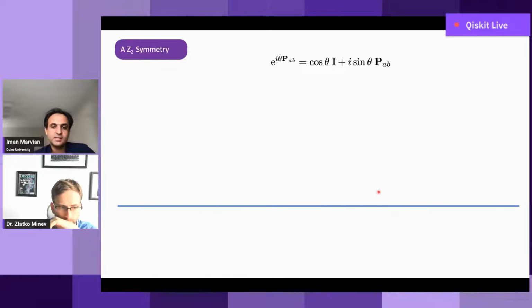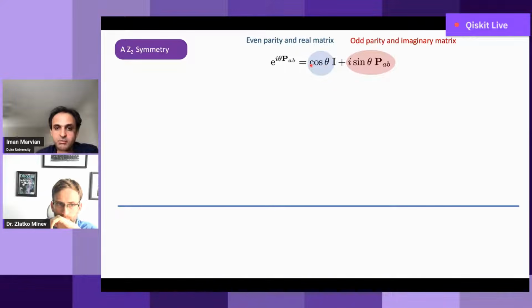This is related to a very interesting Z2 symmetry in this problem. Think about the family of unitaries that I discussed before, e to the i theta swap. P_AB is again the swap operator acting on qubits A and B. You can decompose it in this way, and when you look at this decomposition, you see that the first term, cosine theta, is a real term, and the second term is purely imaginary.